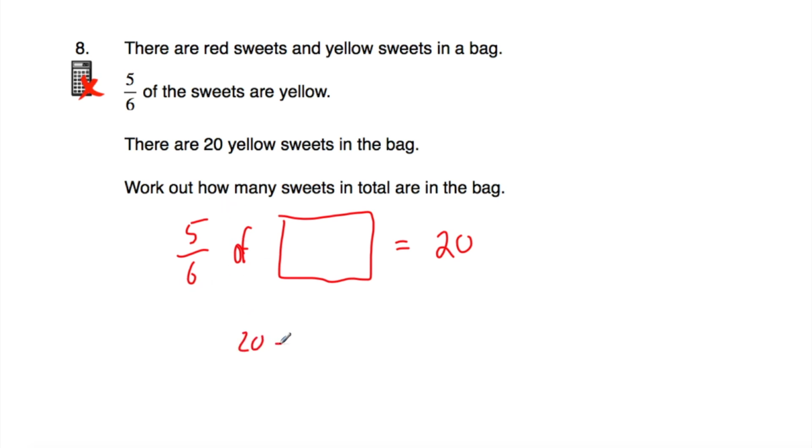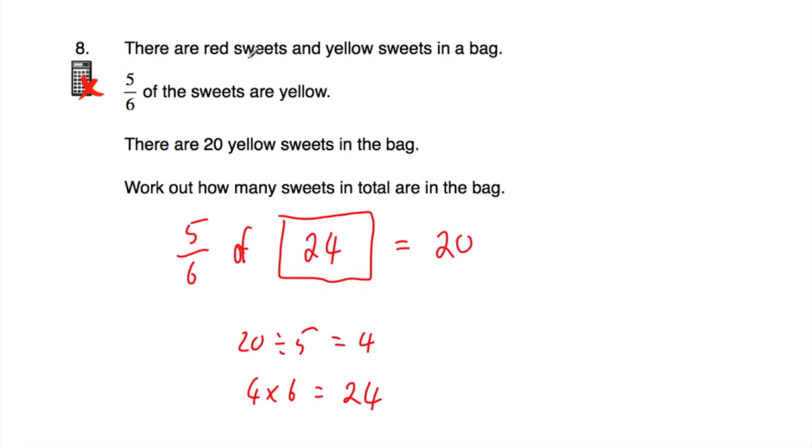So we're going to take our 20, divide that by 5, that's equal to 4, and then we're going to do 4 times 6, and 4 times 6 is equal to 24. So that means there would have been 24 sweets in the bag. And let's just check that. 5/6 of 24, so divide by the bottom is 4, and then times by 5 would be equal to 20. So how many sweets are there in the bag in total? The answer would be 24.